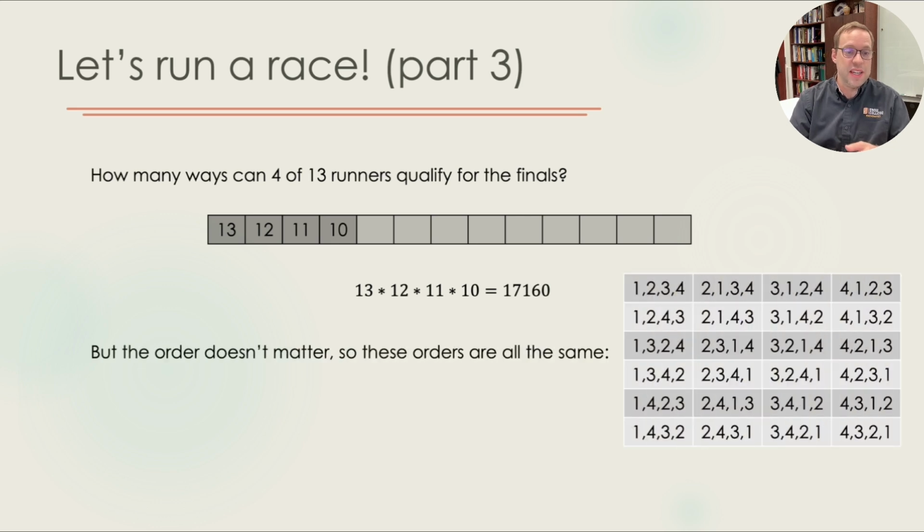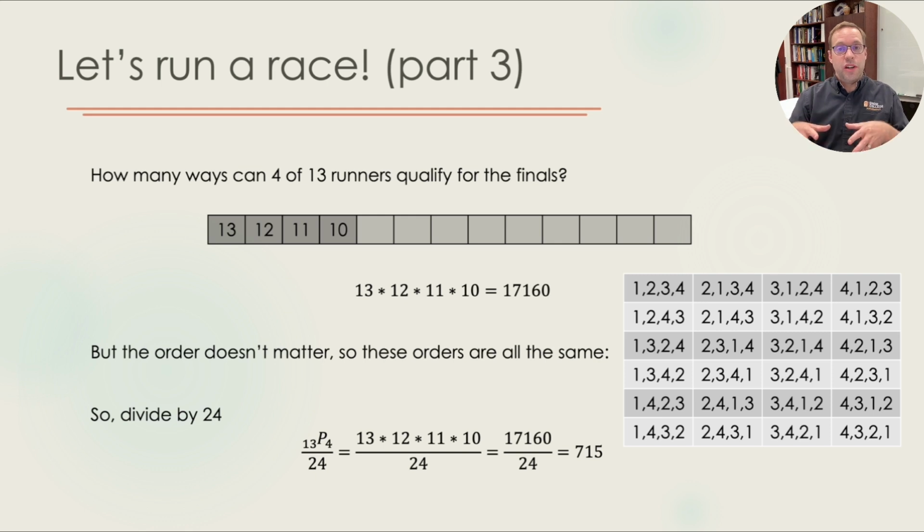Okay? If we say the order doesn't matter, then all of these different combinations can still happen. You can have 1, 2, 3, 4, or 2, 3, 1, 4, or 3, 4, 1, 2, or 4, 2, 1, 3. They're all the same. The order doesn't matter. And if you look carefully, there are 24 different ways that these can be ordered. So we're going to divide out all of those 24 different ways.